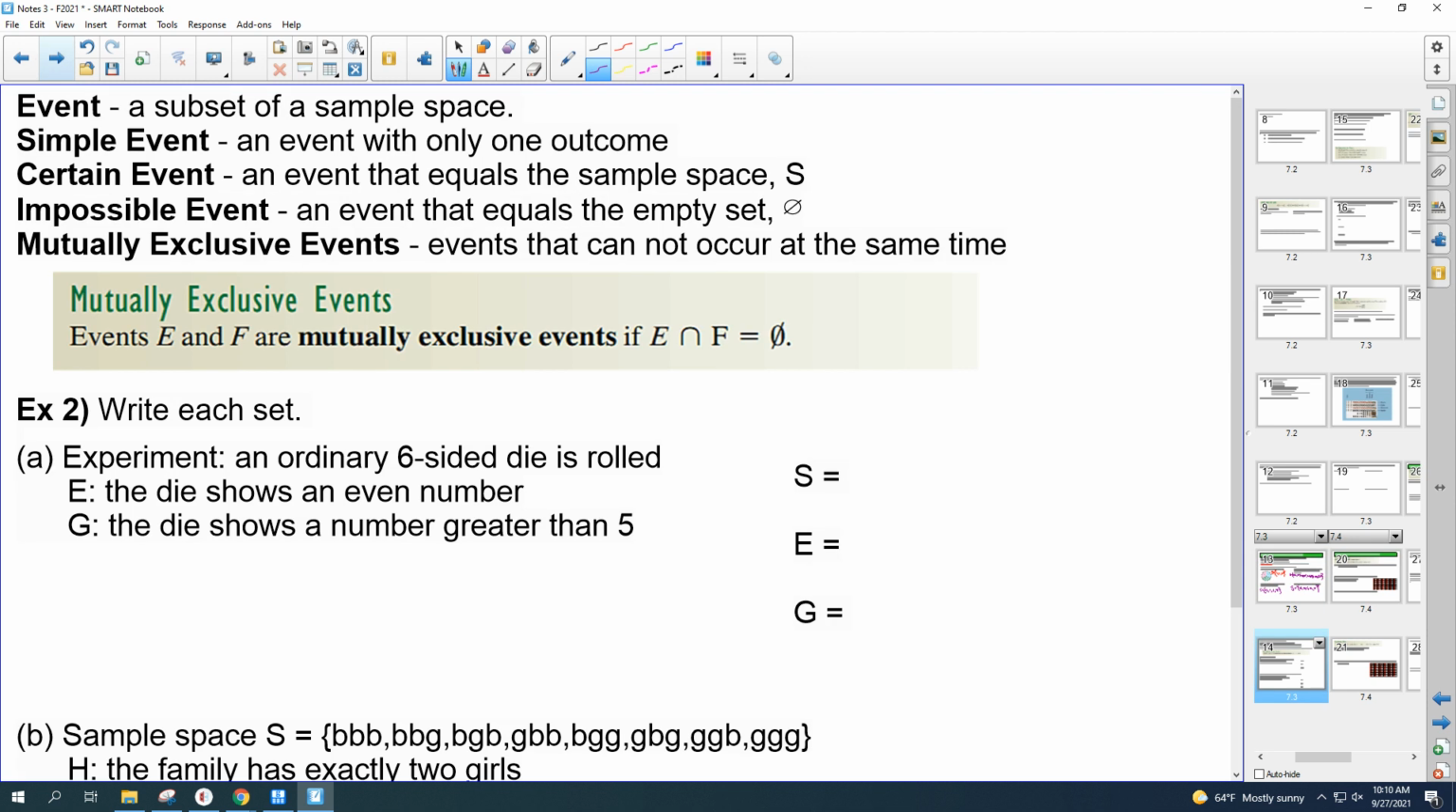More terms. Event is a subset of a sample space. So it gets kind of tough because people didn't learn what a subset was in the last lesson. All right, a subset. Simple event is an event with only one outcome. Certain event is an event that equals the sample space. Impossible event, an event that equals the empty set. Mutually exclusive events are events that cannot occur at the same time. All right. So let's talk about a subset real quick.